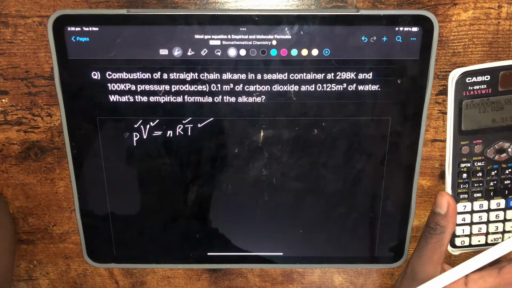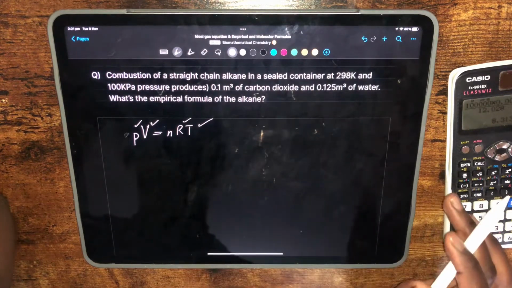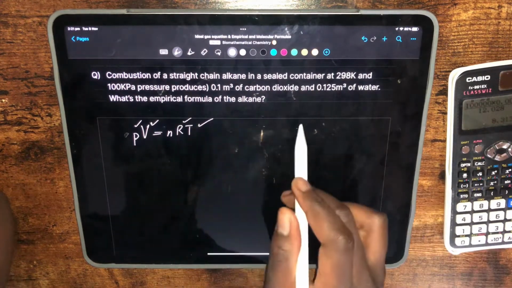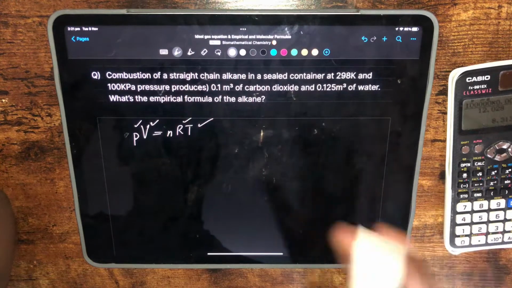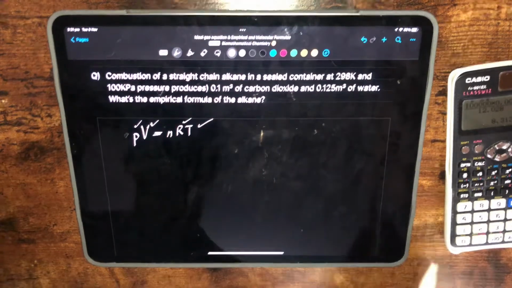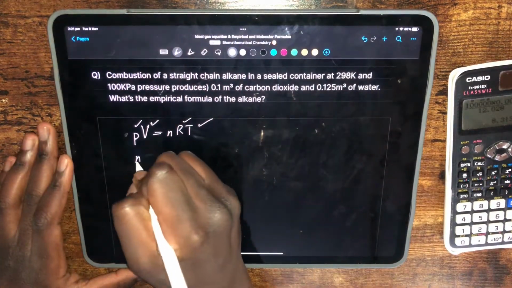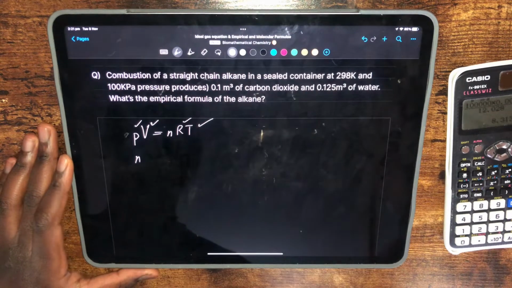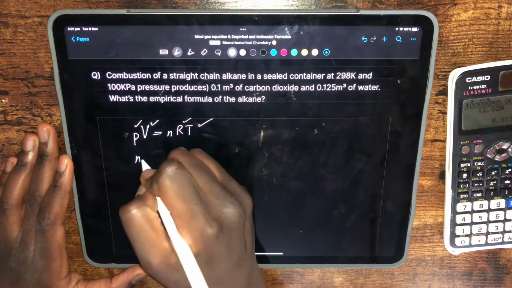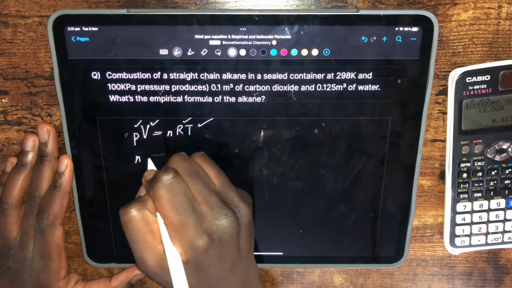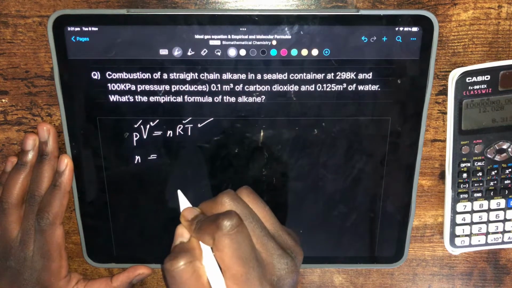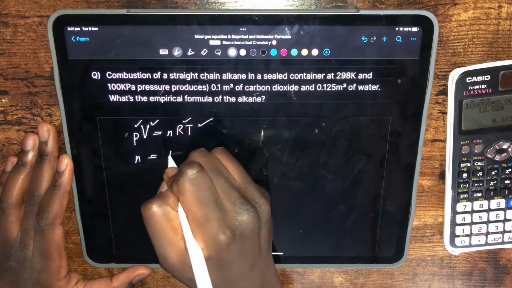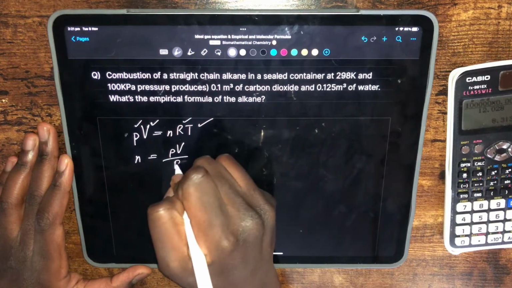The pressure is the same for both, because it's all in the same reaction. They've given us separate volumes. The temperature is the same, and R is just a constant. So I'll rearrange this equation and work out the moles of carbon dioxide first. For both cases, n is equal to PV over RT.